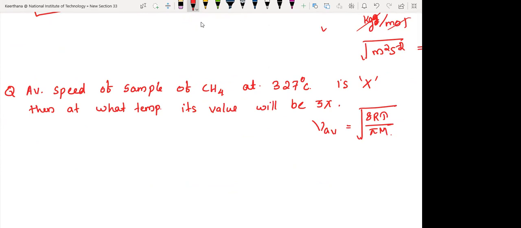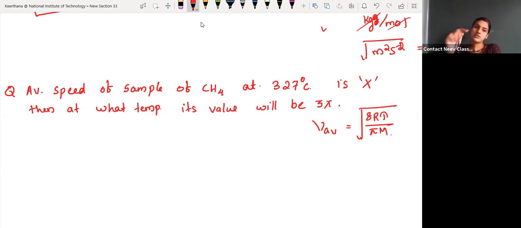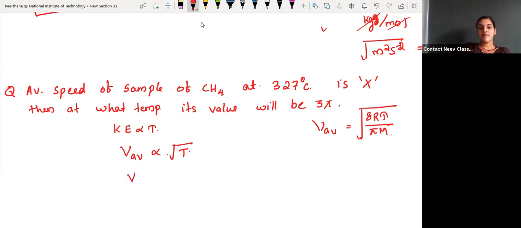Oh, ma'am, is it 5,400? Yes, it is 5,400. The difference is that kinetic energy was directly proportional to temperature. Here, whether it is the average speed, RMS, or most probable speed, everything is the same. The only difference is that V average is directly proportional to root T. Instead of T, here it is root T. So it's simply V average 1 divided by V average 2.